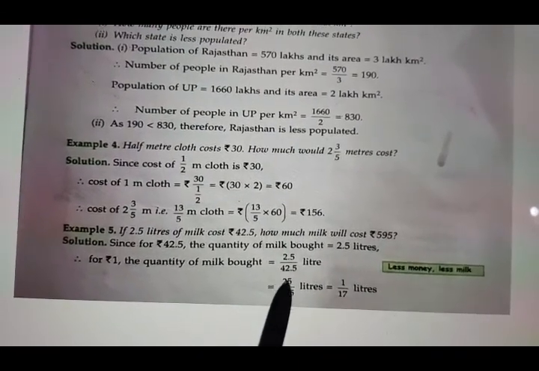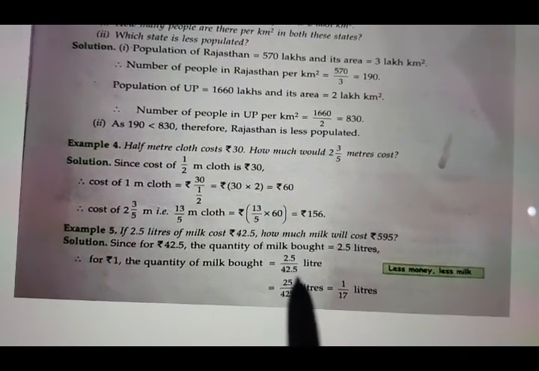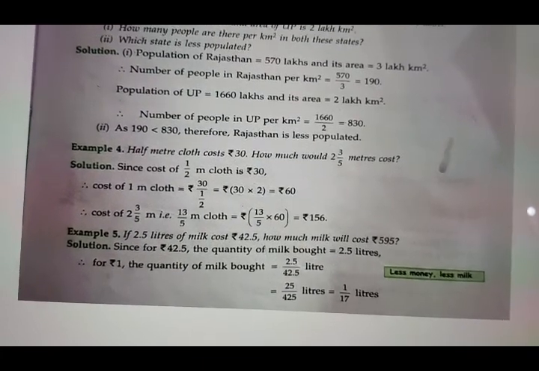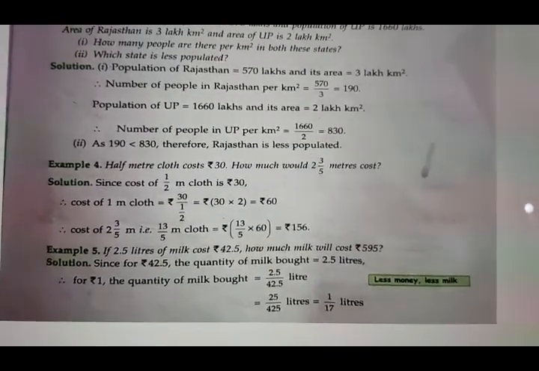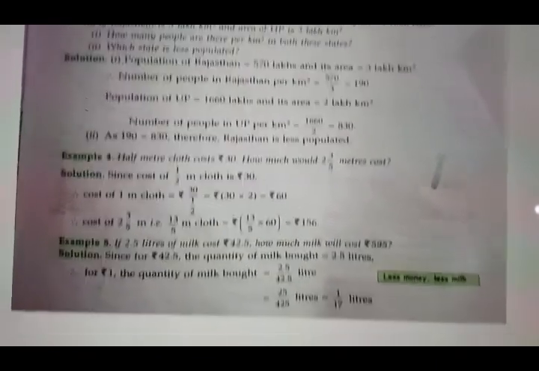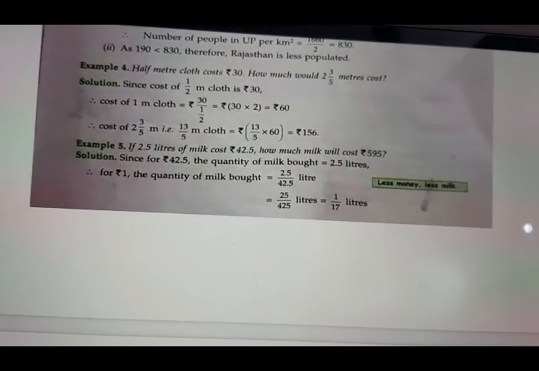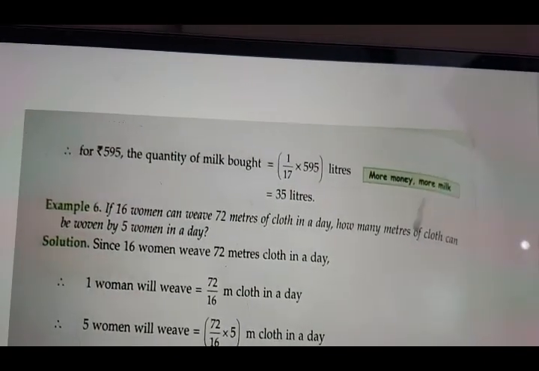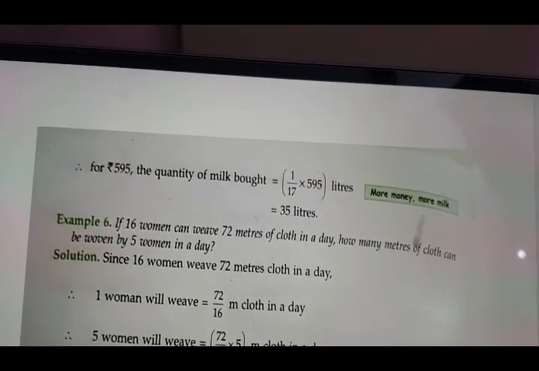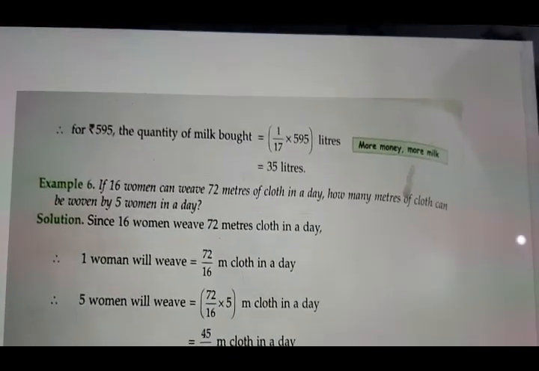This is 2.5 divided by 42.5. Remove the decimals, so 25 and 425. Simplify, you will get 1/17. By using the HCF division method also you can find that. After finding this, if 1/17 liters can be bought for 1 rupee, then how many liters can be bought for 595? So we multiply by 595 and 35 liters will be your answer. That means more milk, more money, isn't it? This is the same kind of question that you have to take care of.